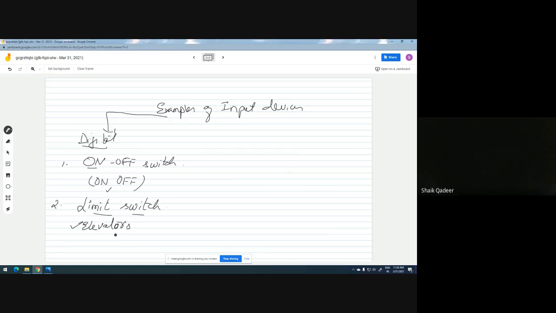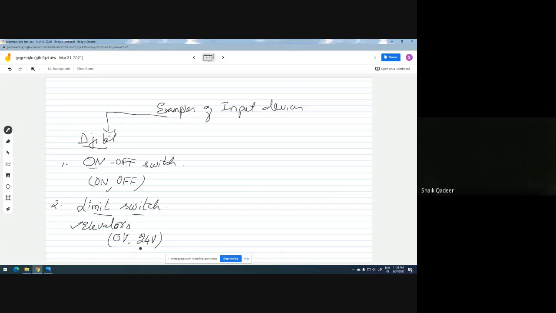You see, limit switch gives output 0 volt when it is not at the destination. When it is at the destination floor, it gives output 24 volts. So can we say that limit switch is belonging to the digital device category? Yes, sir.